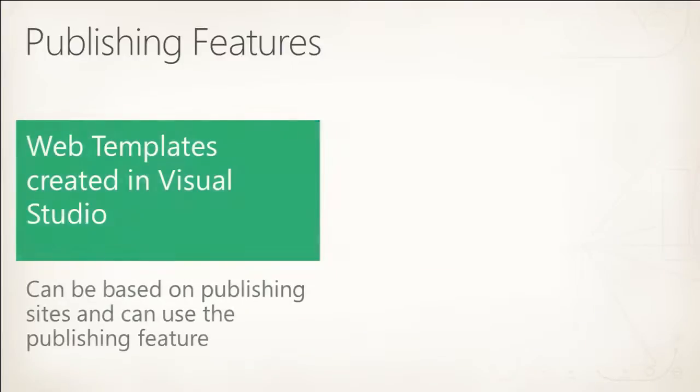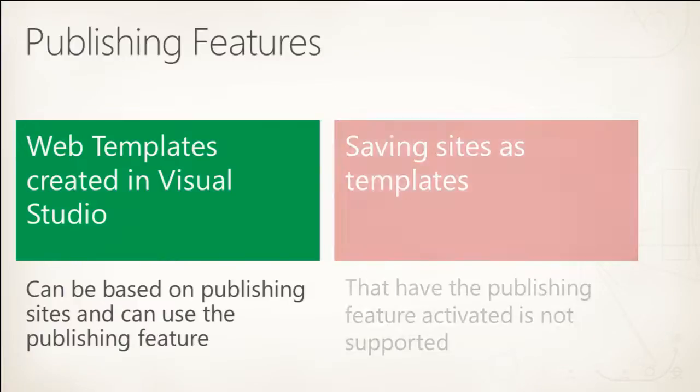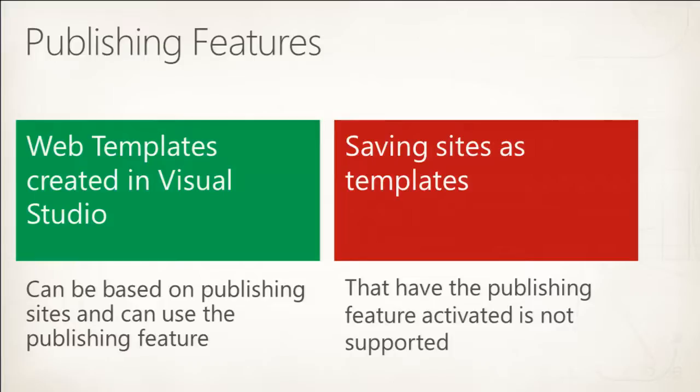If we look at publishing features, if we use web templates that are created in Visual Studio, they can be based on publishing sites, and we can use the publishing features on them. However, if we are saving sites as templates, they cannot have the publishing feature activated on them. The link will be hidden from the user interface if you activate the publishing features.